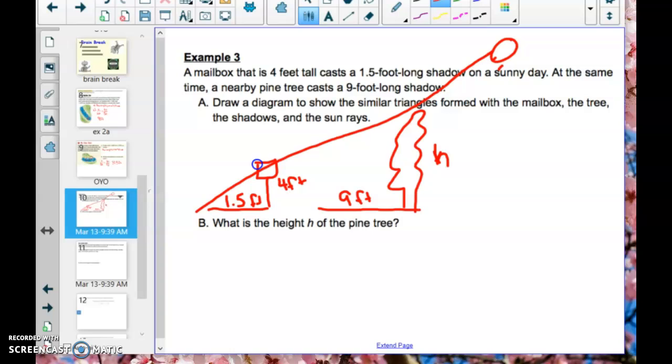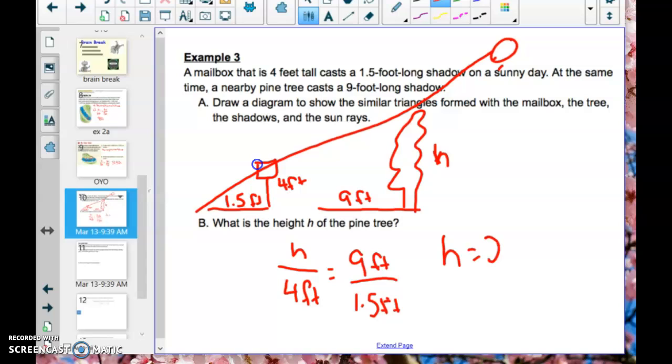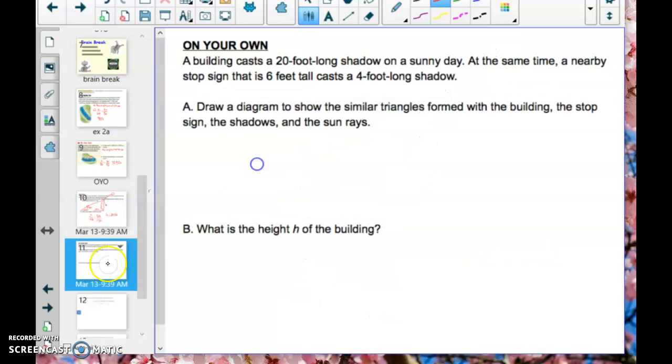Well, I can see that the height h of the pine tree is going to have to match up with the 4 feet of the mailbox. And then if I went from the pine tree, I'm going to do the 9 foot for the pine tree's height over the 1.5 foot of the distance of the shadow for the mailbox. So then I want to solve that proportion. So 9 times 4 divided by 1.5 means that that pine tree's height has to be 24 feet.